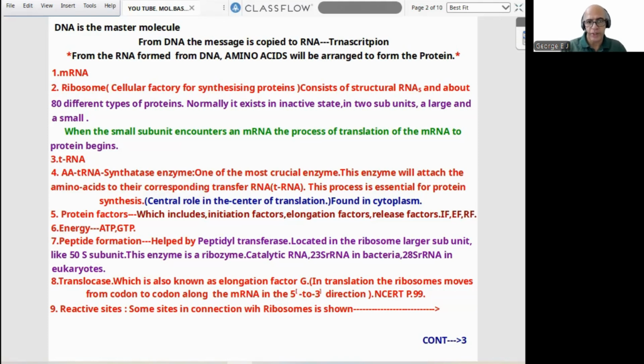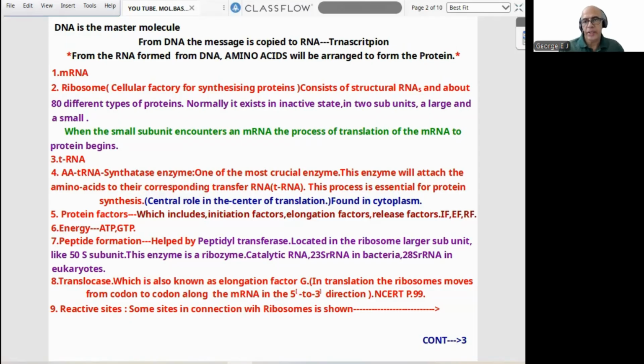Now, a large number of protein factors, which include initiation factors, elongation factors, and releasing factors, in short form IF, EF, RF. Energy comes in 2 forms, either ATP or GTP. Then the seventh one is peptide bond formation. It is helped by an enzyme called peptidyl transferase, which is usually located in the larger subunit of the ribosome, like the 50S subunit. This enzyme is a ribozyme. Ribozyme, we already studied, is an RNA-derived enzyme, catalytic RNA. It is 23S rRNA in bacteria and 28S rRNA in eukaryotes.